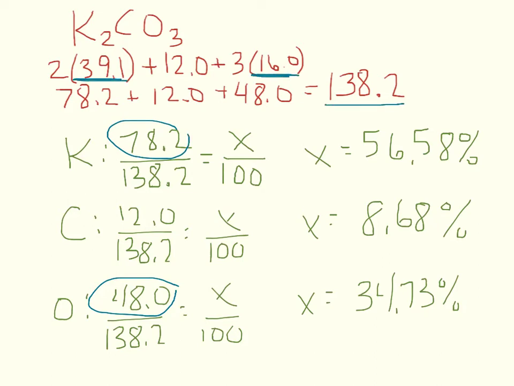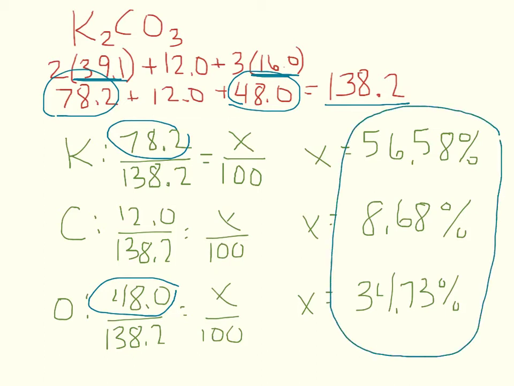Do notice that I used 48.0 for oxygen and 78.2 for potassium instead of their individual masses, because out of this total 138.2, it wasn't just 16 from oxygen, it was instead 48 from oxygen. And it wasn't just 39.1 for potassium, it was actually 78.2 for potassium. Also notice that if you add these percentages all together, you should get a number that is very close to 100. It doesn't have to be exact, it could be 100.01 or 99.8, but it should be very close to 100. If you get something like 72% total, you know you've done something wrong.